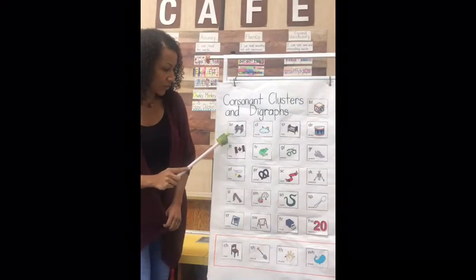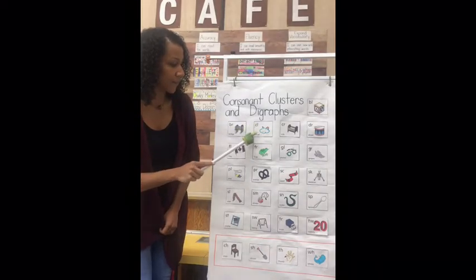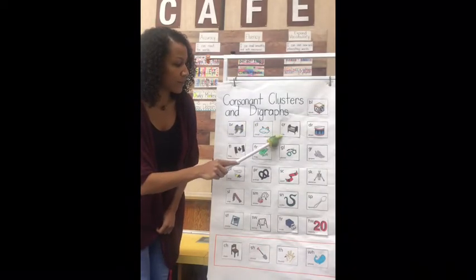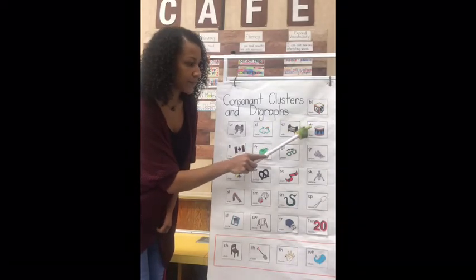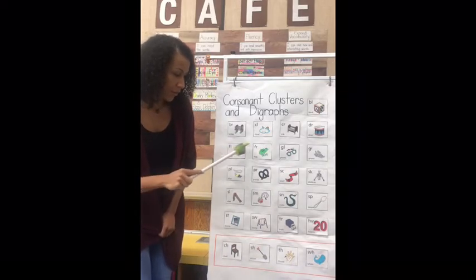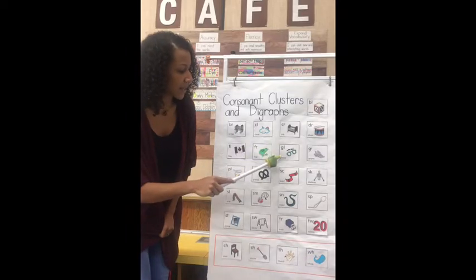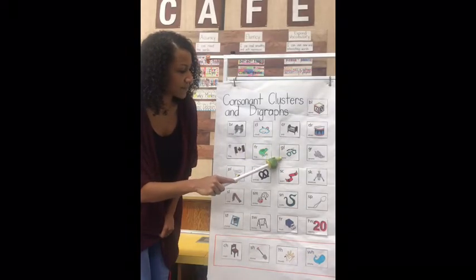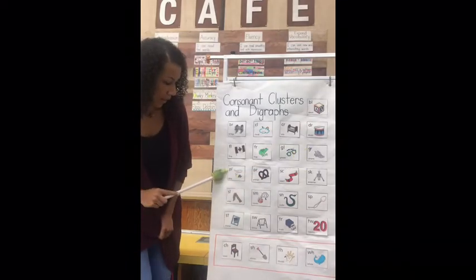Burr, bridge. Cull, cloud. Cur, crib. Dur, drum. Full, flag. Fur, frog. Gull, glasses. Gur, grapes. Pull, plug.